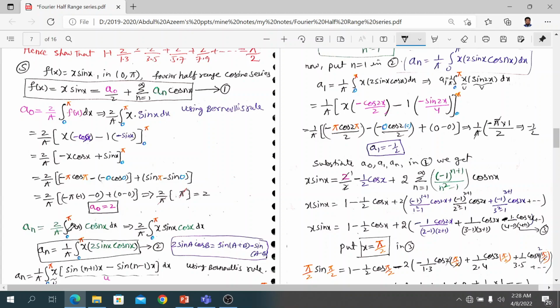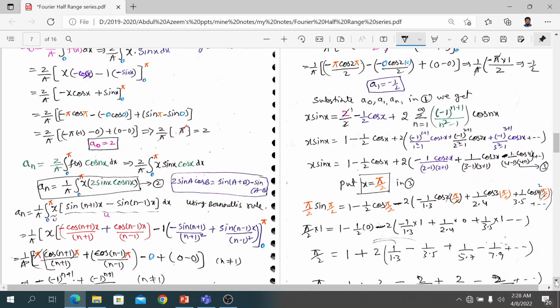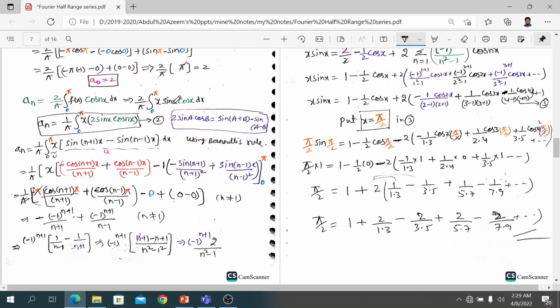Next, an value is 2 by pi integration 0 to pi f of x cos nx. What is f of x? x sin x cos nx as it is. So as we have seen in trigonometry, this is sin x cos nx. So these two I will take inside and 1 by pi outside, as x. So these two, when it comes here, bring it here, so it becomes 2 sin x cos nx. This is cos nx.